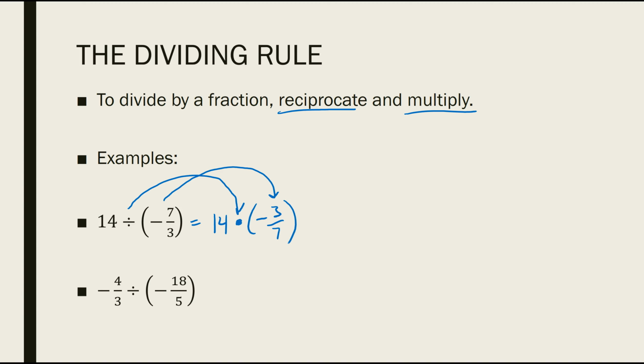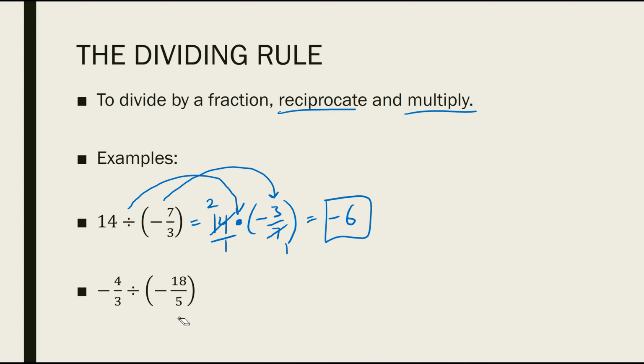So see what I did there? I'm multiplying and I reciprocated the fraction. Let's multiply the fractions. 14 over 1. Let's see, the 14 and the 7 can cancel. It leaves me with -6, negative because there was just one negative. Nice. Same thing with this problem.